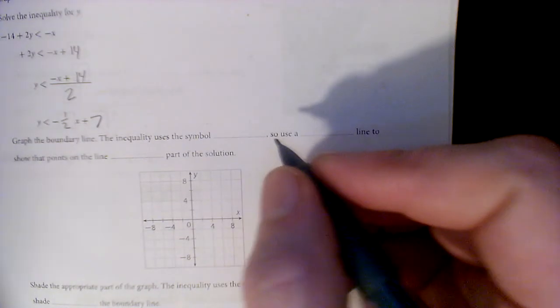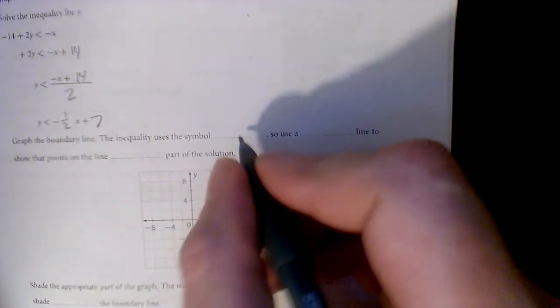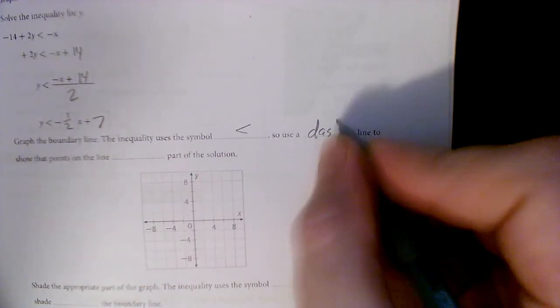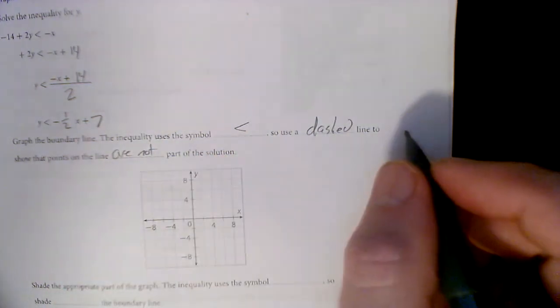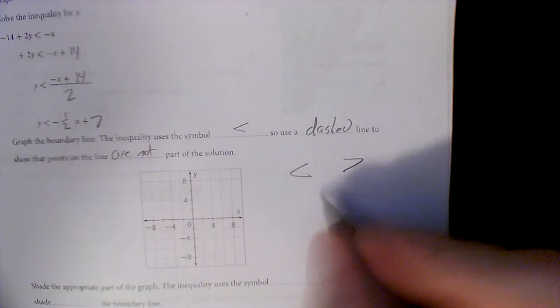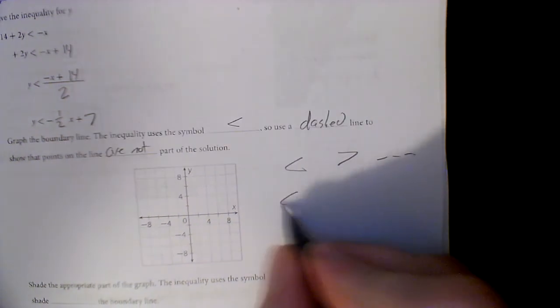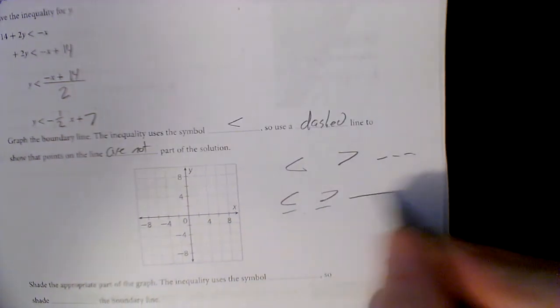So if we graph the boundary, right? The inequality symbol uses the less than. It's going to be represented with a dashed line, which means it's not actually going to be the line, and to show points on the line are not part of the solution. So when we have less than or equal to or greater than or equal to, we use a solid line.